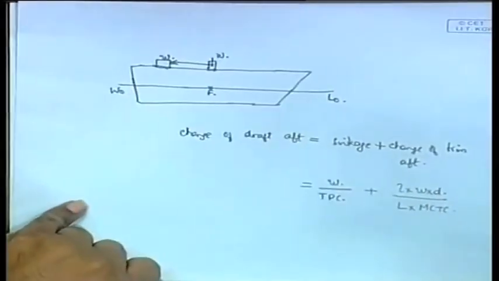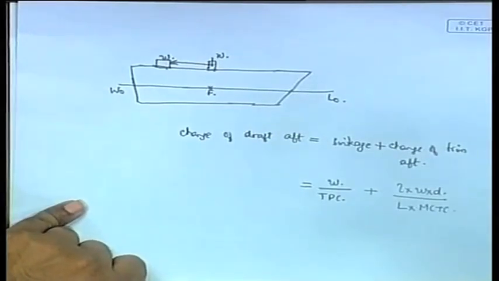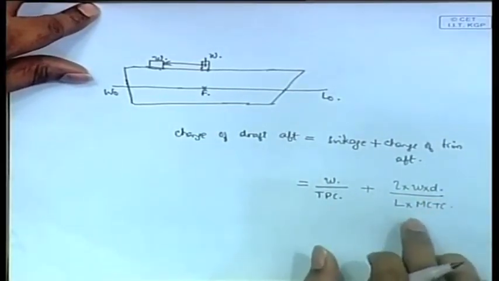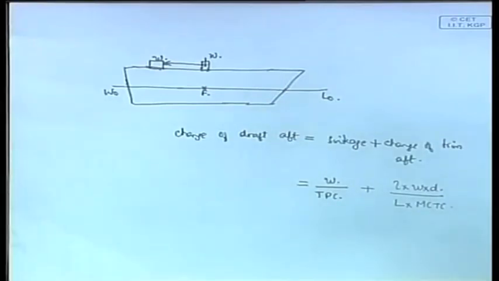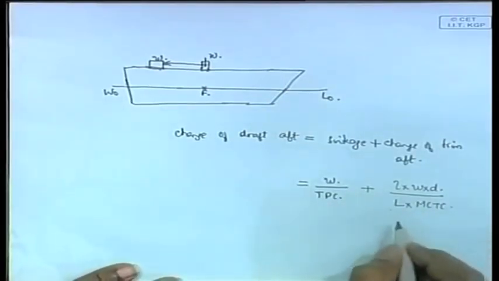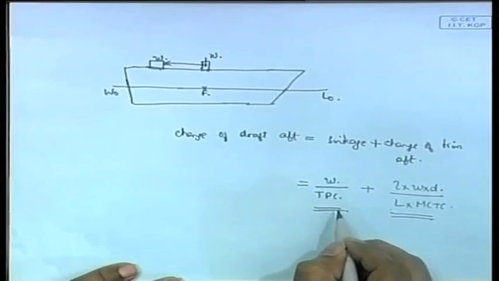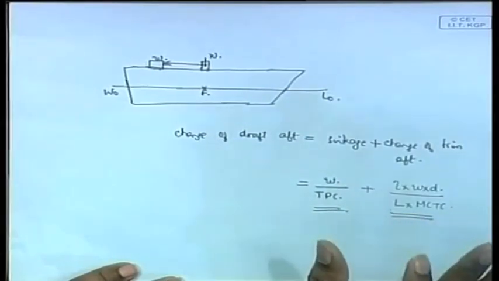I just derived it, maybe yesterday. So, L into W into D divided by L into MCTC, this formula, this is the change of trim aft and this is the sinkage. So, this will give you the final draft aft. So, this formula is to be kept in mind.